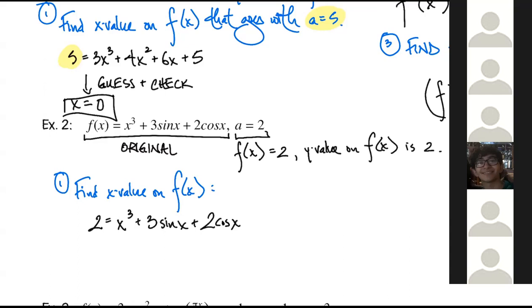Someone asked about, should you put graphs on your reference sheet? Yeah, I think it might also be helpful to put some of the unit circle on that reference sheet, right? Have it ready to go.